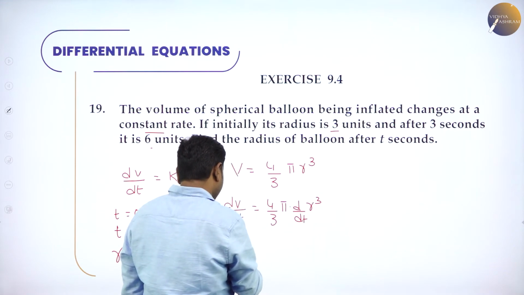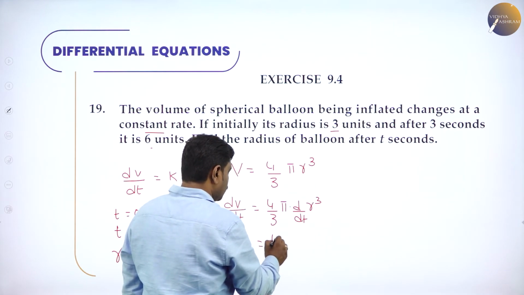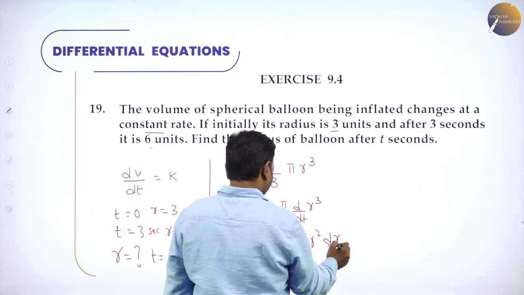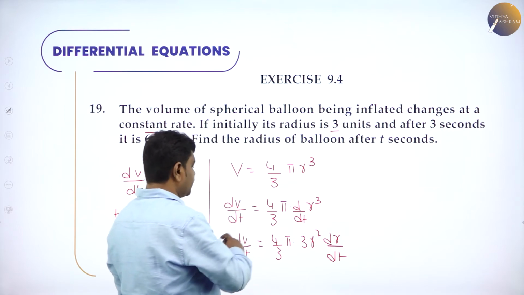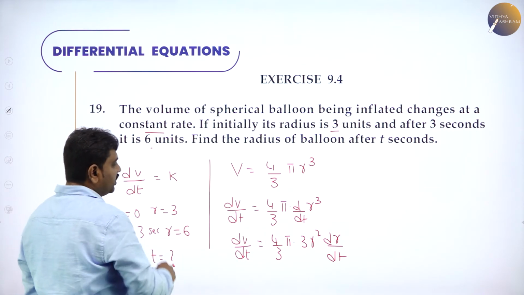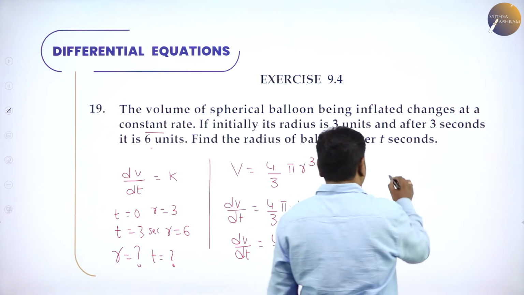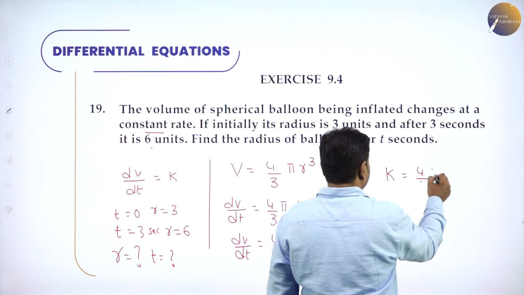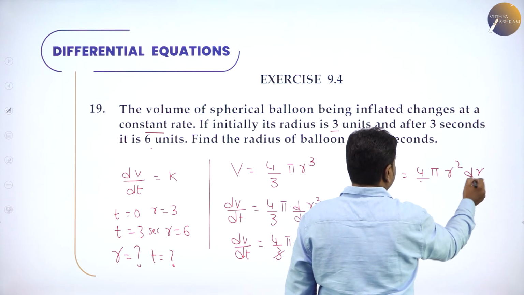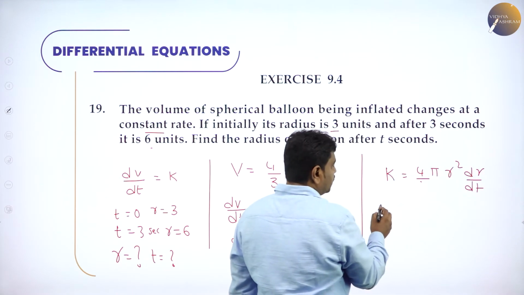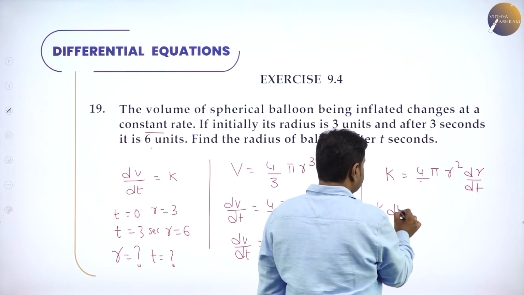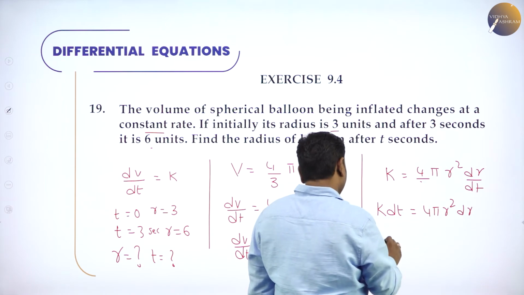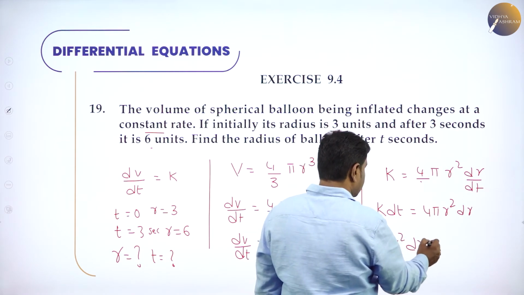So now dV by dt value is 4 by 3 pi into 3r square into dr by dt. Now this is the differential equation, but they told dV by dt is constant. So LHS is k. K is equal to 4 by 3, so 3 cancels. It will be 4 pi r square dr by dt. Now do variable separable. If I do variable separable, k dt is equal to 4 pi r square dr, or I'll say 4 pi r square into dr is k dt.